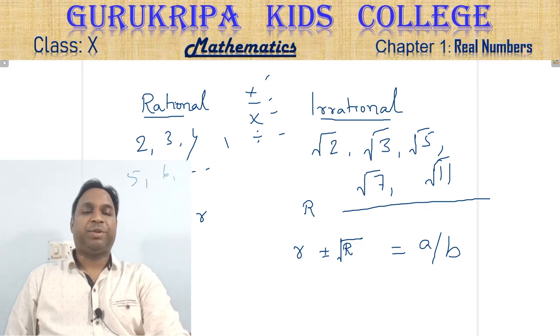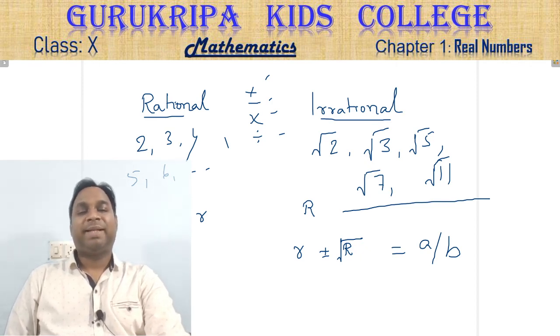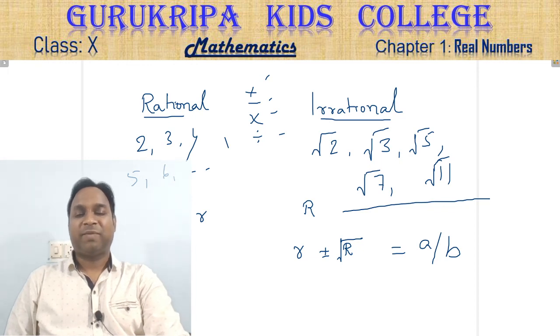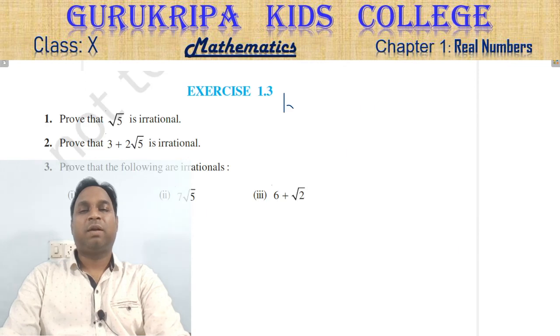Once you are at that position, you are able to say that LHS is not equal to RHS, and this contradiction has arisen because of the assumption. What was the assumption? That the number is rational. Okay. So in the coming video, I'll discuss exercise 1.3 of the NCERT textbook.